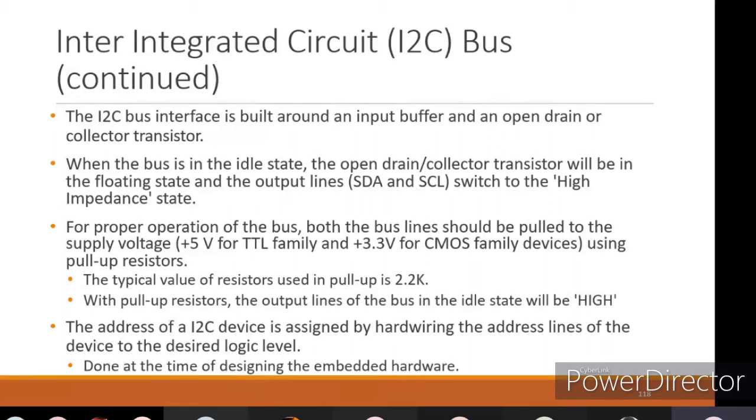The address of an I2C device is assigned by hard wiring the address lines of the device to the desired logical levels, done at the time of designing the embedded hardware only. Whenever the I2C hard wiring is done, at that time only the address lines will be generated, and this is done whenever we are designing the embedded hardware. At the time of preparation of the PCB only we do this hard wiring.